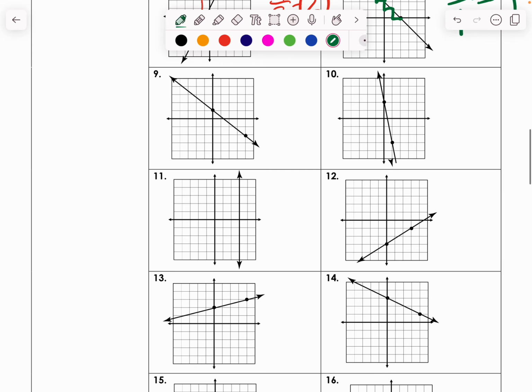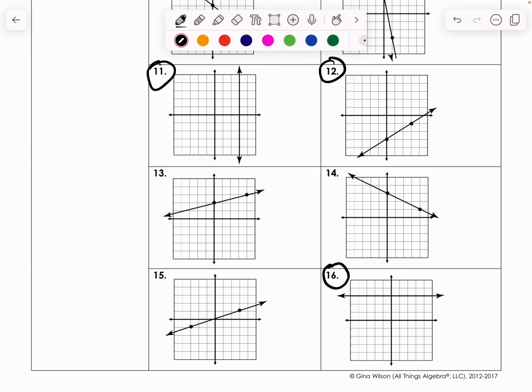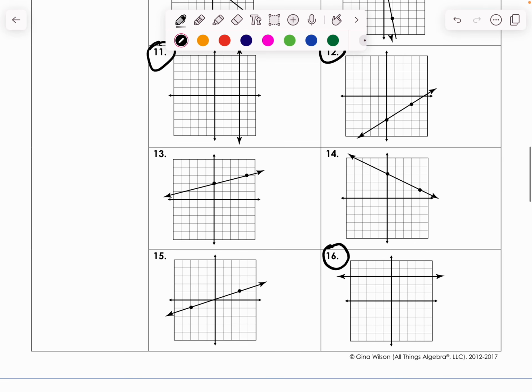All right, so I'm going to have you do number 9, number 10, number 11, number 12, and do 16. Okay, on your own to make sure we get all those correct.